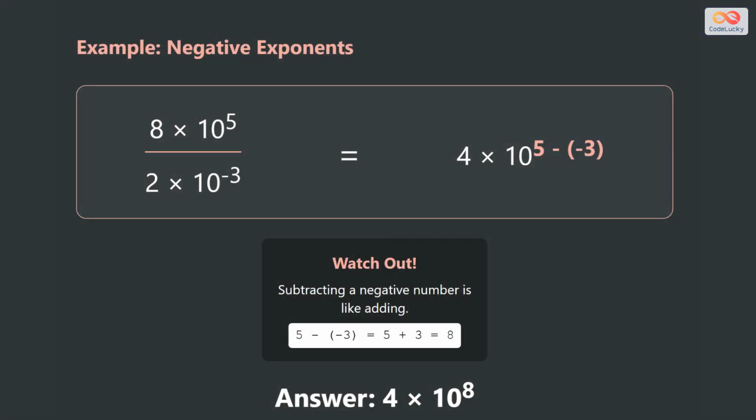Let's try a trickier one with negative exponents. 8 times 10 to the 5th divided by 2 times 10 to the negative 3rd. First, 8 divided by 2 is 4. Then, we subtract the exponents, 5 minus negative 3. Remember, subtracting a negative is the same as adding, so 5 plus 3 equals 8. The answer is 4 times 10 to the 8th.